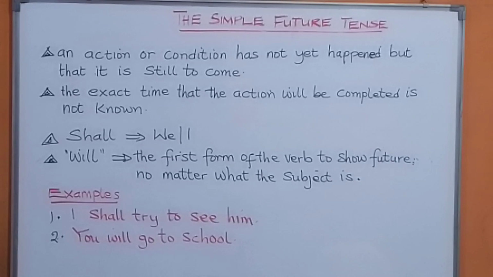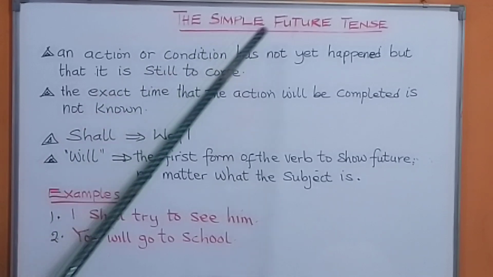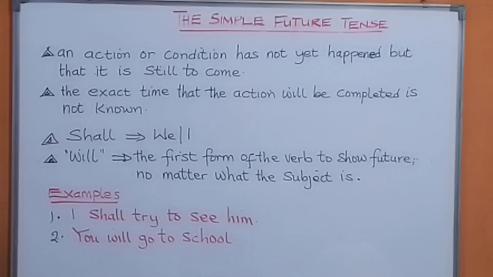Now, if you've been following us, you will discover that we have done simple present tense, present continuous tense, present perfect. We have also done past tense, past continuous, and past perfect. Now we're going to do simple future tense. We're going to do three parts of it: simple future tense, future continuous, and future perfect. Please follow us as we do that.